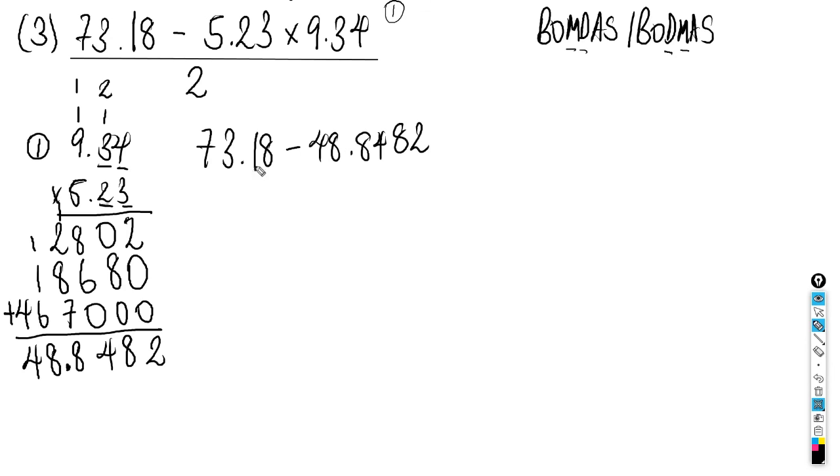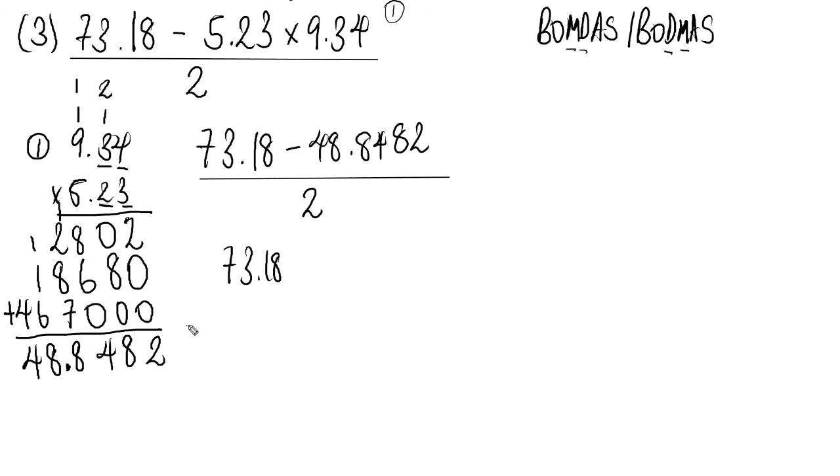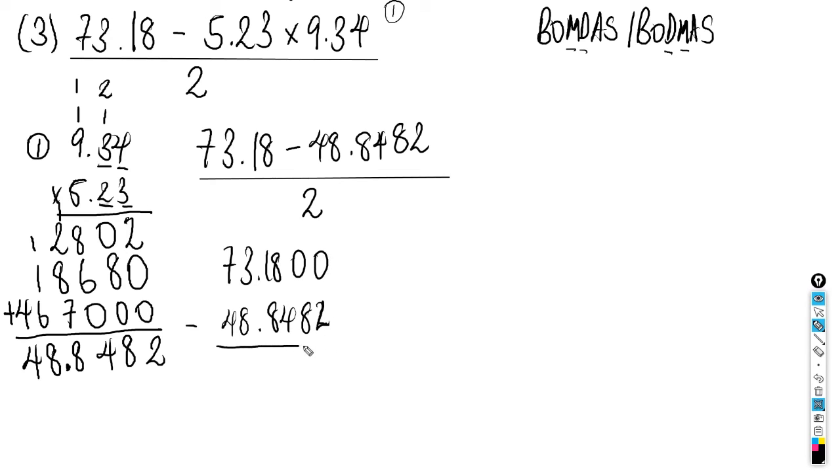So for the question, we're going to end up with 73.18 minus 48.8482, all over 2, divided by 2. Okay, so we need to subtract the 48.8482 from the 73.18. So let's do that. 73.18 minus 48.8482. We need two placeholders here, 0 and 0. And 2 minus 0, we're going to have to take one from here. We're going to end up with 7, 10.